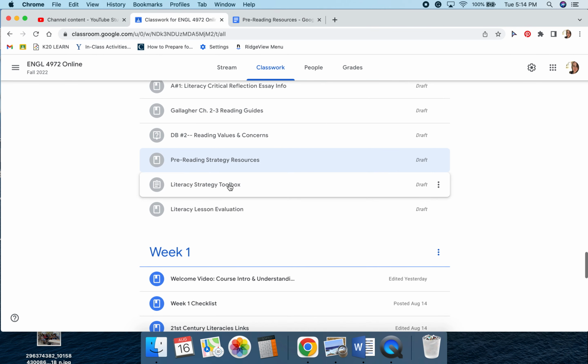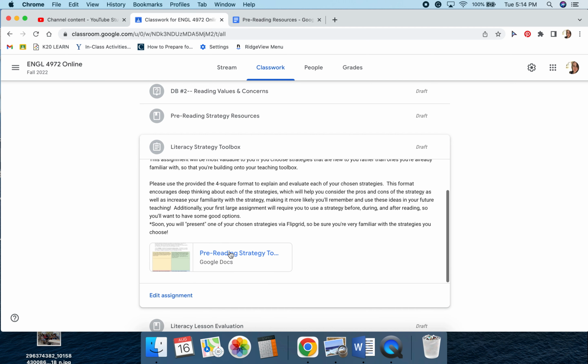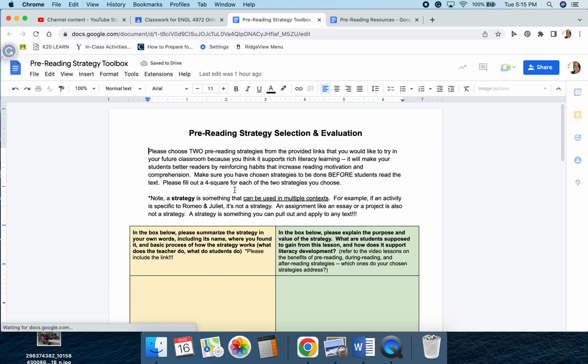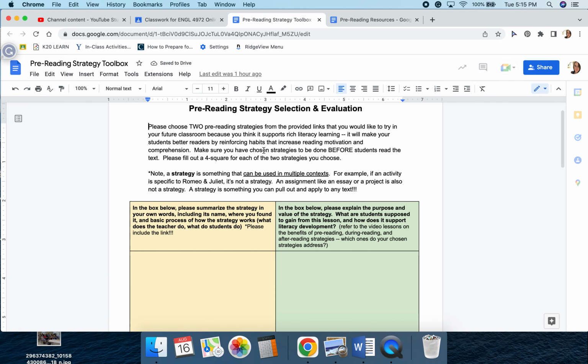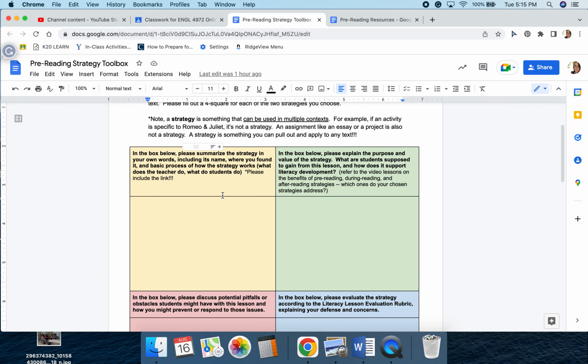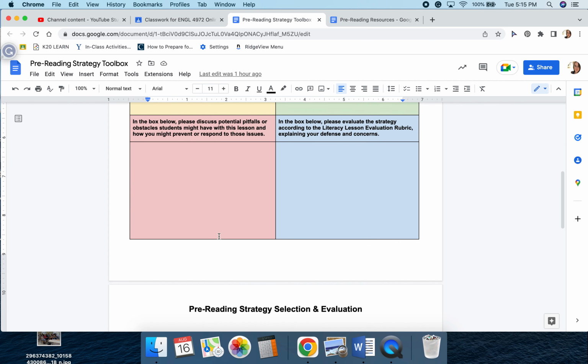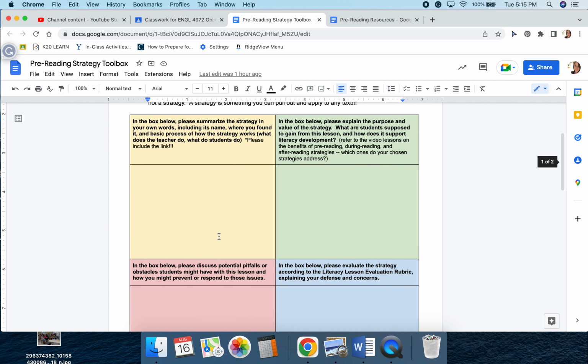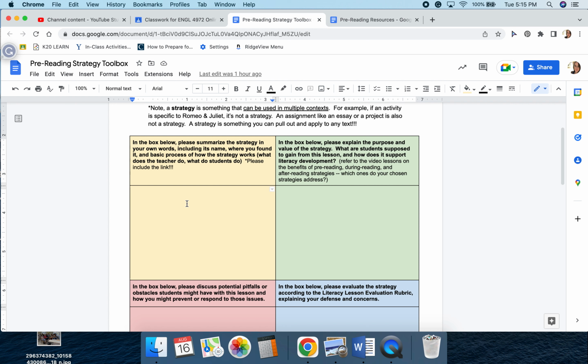And then what you're going to do for the toolbox is choose 2 different pre-reading strategies. Please read these instructions here. Sorry about my kid. And then read these instructions here. And then you're going to choose 2 strategies, and you notice there's 2 4-square boxes. So in the first box, you're going to put the link, and then you're going to summarize the strategy in your own words. What's it called, and how does it work, right?